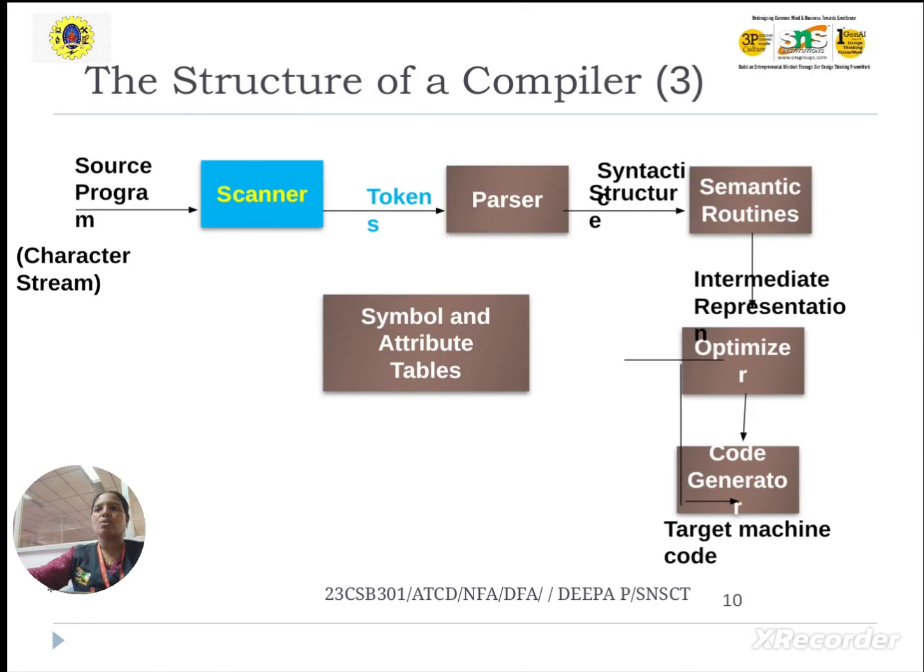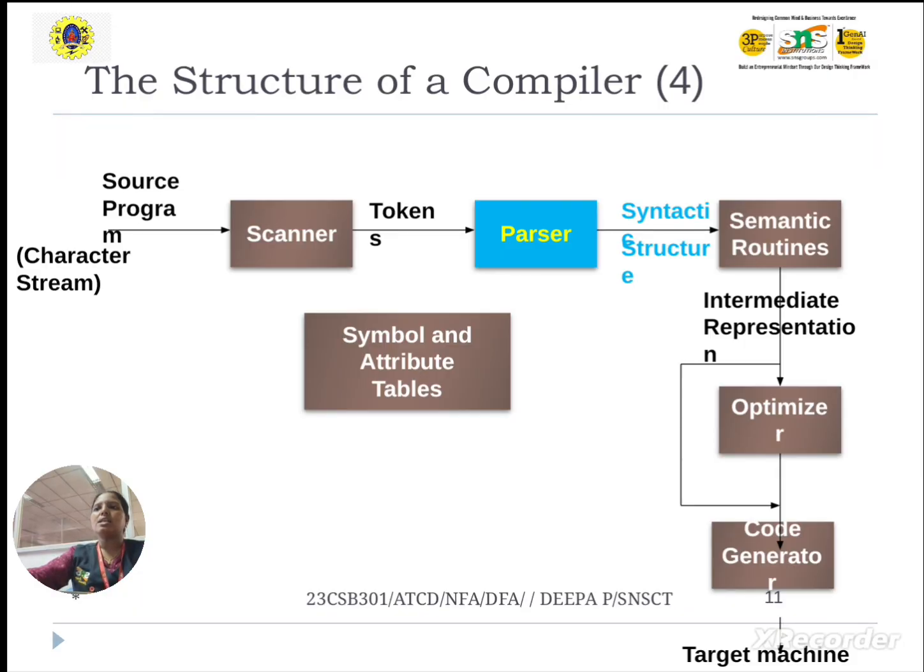After tokenization, the parser applies the grammatical rules of the programming language and builds the syntactic structure as parse trees. The next phase is semantic analysis. Semantic analysis checks the program to ensure that it is logically correct. It verifies type checking and variable declarations, and it also generates an intermediate representation of the program.